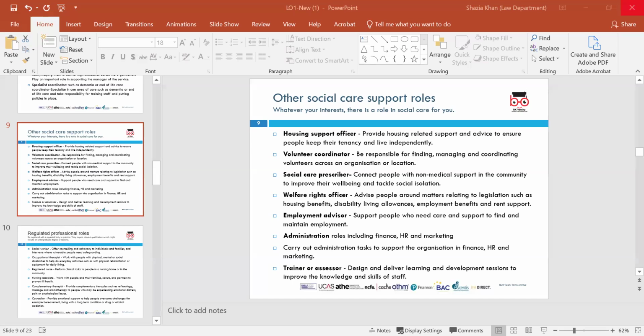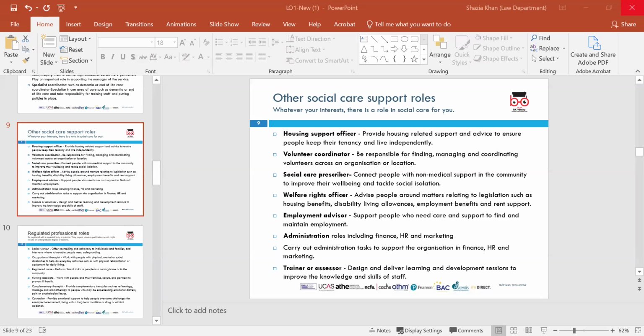The next one is social care prescriber, and that's to do with non-medical support, such as day centres, charities, any sort of community support. You've got to be a good listener, and find anyone with any sort of mental health issues, trying to help them within the community.